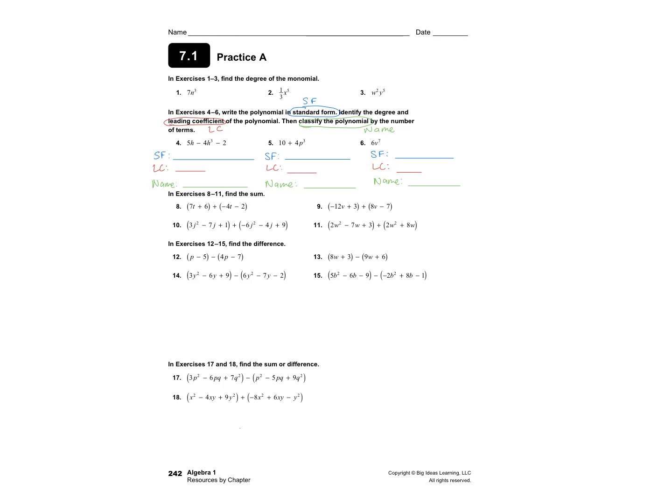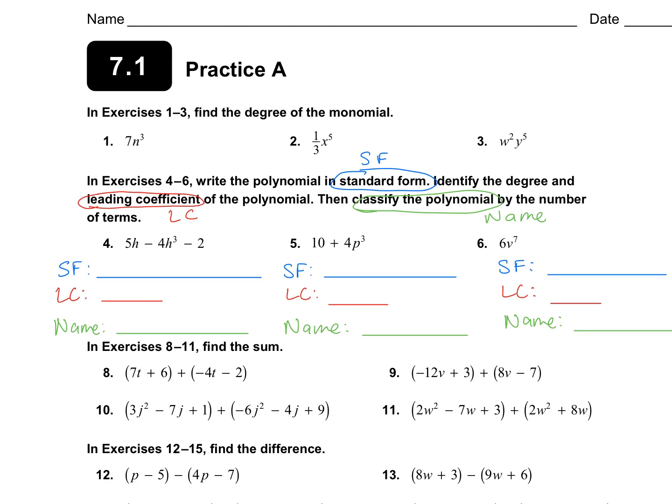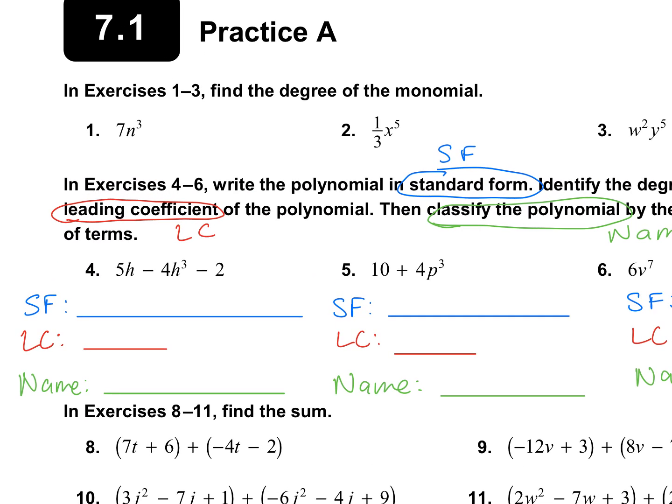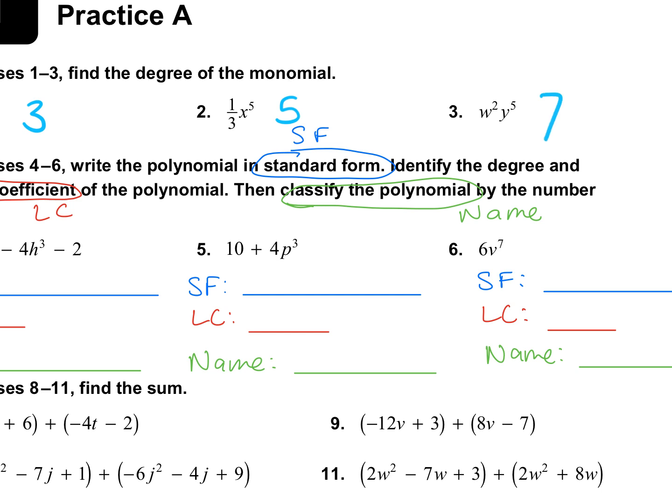So quiz tomorrow is on 7.1 and 7.2. The first three questions say find the degree of the monomial. So what's the degree for number 1? 3. What about for 2? 5. And 3? 7. Awesome. When you have two exponents on your variables, you just add them together. Perfect.